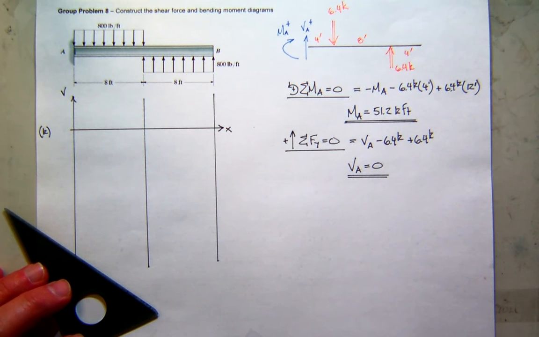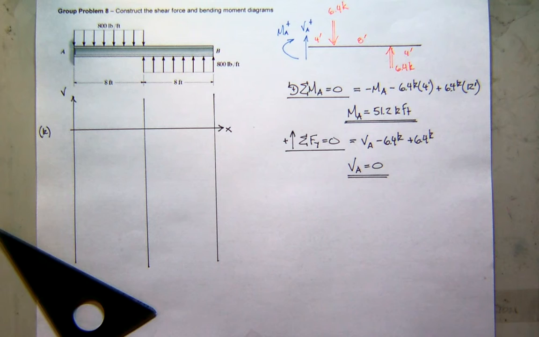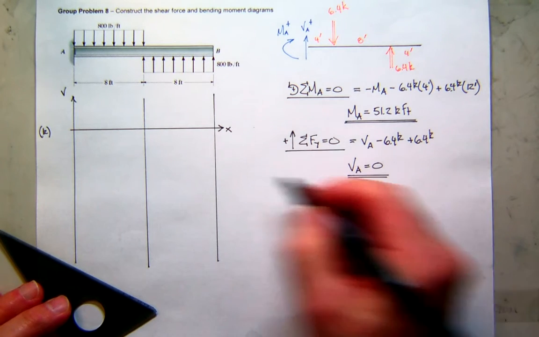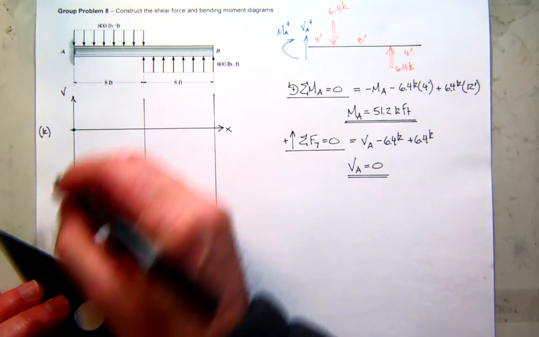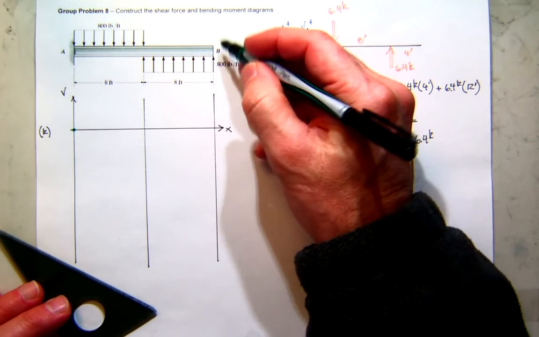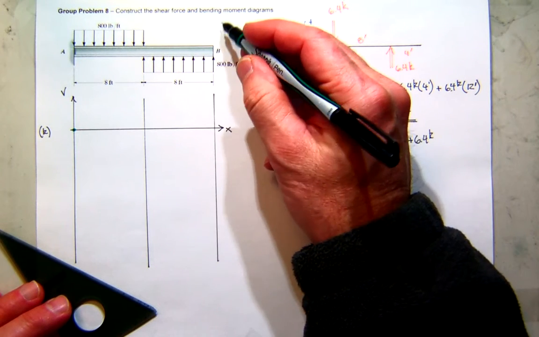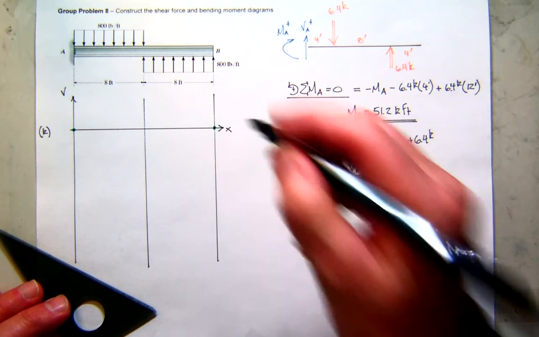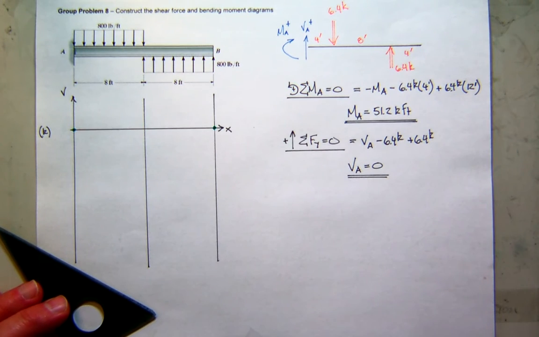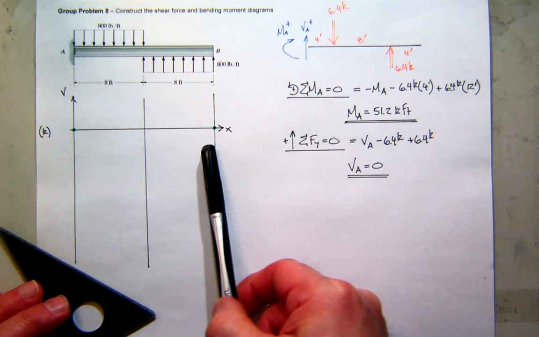And let's see what I've got. For the shear diagram, the shear at A is 0, so I know I'm going to start here at 0. We go all the way to the other end. You'll notice there's no applied force at B, so the shear there is 0. So I've got to figure out how to connect those 2 points.